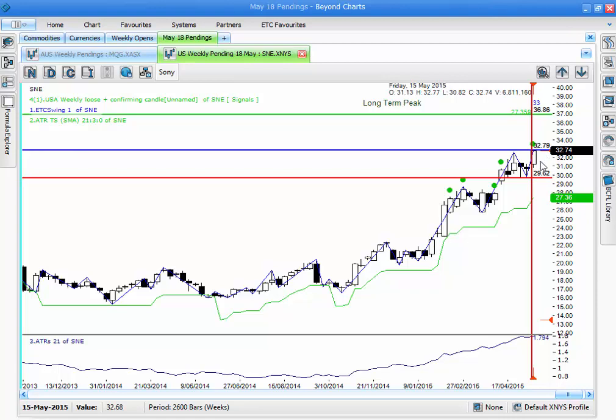Making sure our protective stop is at least 2 ATRs below our entry level and 0.5% below our last medium-term trough. So we have our entry order on stop at 32.79 with a limit to 32.94. Protective stop at 29.62, and again, nice strong price action, which is what we're looking for. That's Sony, SNE.